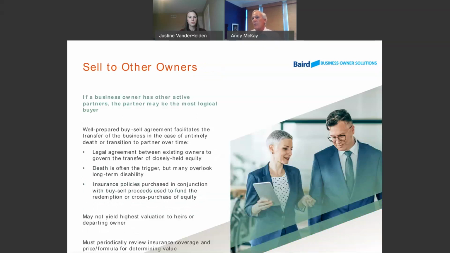Sell to other owners. If you have other partners, a partner might be your most logical buyer. Again, a well-prepared buy-sell agreement that is up to date is critical. One of the big issues you see is funding the purchase. And typically that is done with some form of life insurance. It's important to make sure that the amount of the insurance stays current with the value of the business, because you want to make sure that there will be sufficient funding. A buy-sell agreement without funding doesn't accomplish, at the end of the day, the goal.